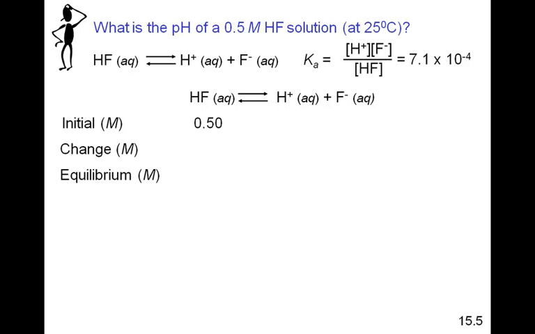So the initial concentration of the HF is 0.50. And of course the other two are just 0, because remember, this is the initial concentration of HF. It's the concentration of HF as you just put it in the water before anything happens.